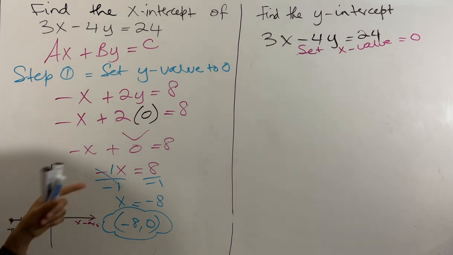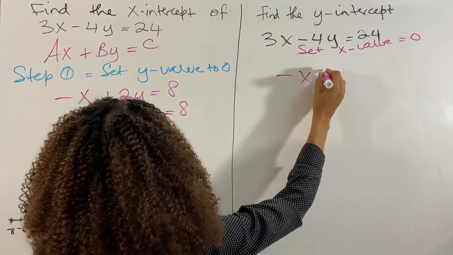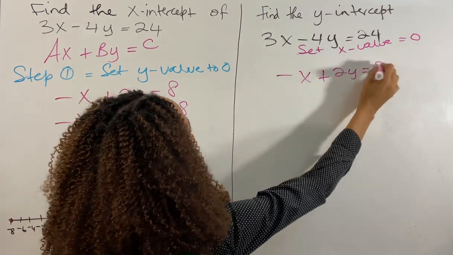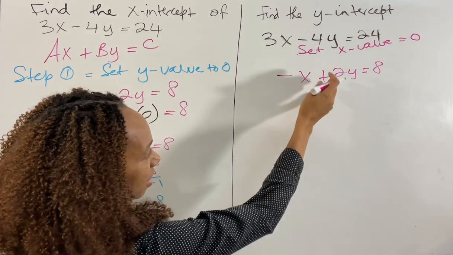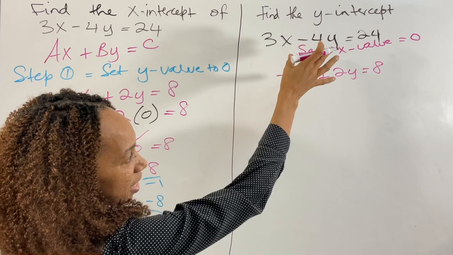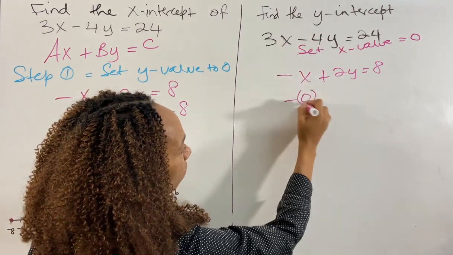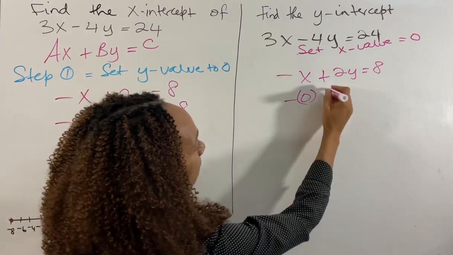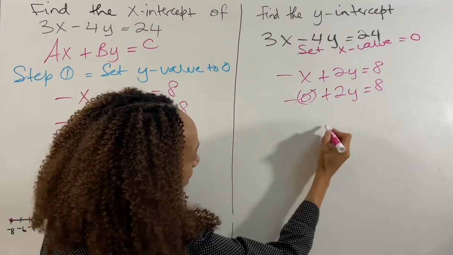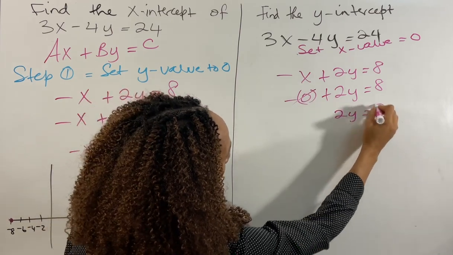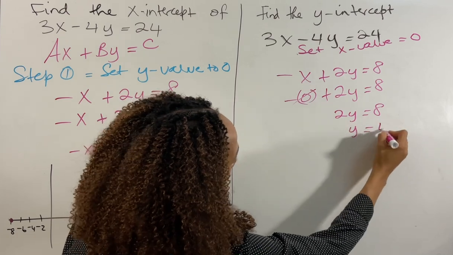Now let's use the same example, and let's do it over here. Negative x plus 2y equals 8, all right. Because I need to find the y-intercept, I must set my x value to 0. So negative 0, if you want to do it that way, plus 2y equals 8. And so this obviously is just simply 2y equals 8. So therefore y is equal to 4.